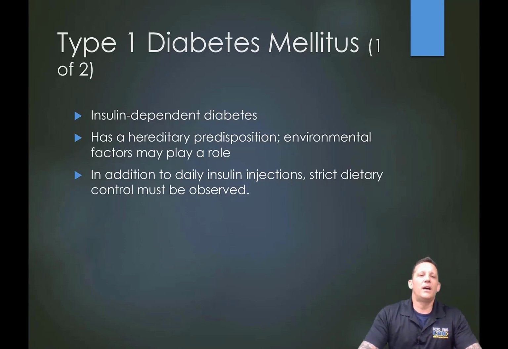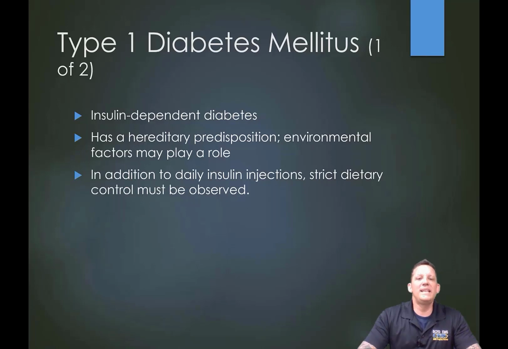Insulin-dependent diabetics are generally diagnosed when they're very young. Babies to small children, it's very much a hereditary problem. Some environmental factors can play a role, but it's generally thought to be something that was inherited from both parents.